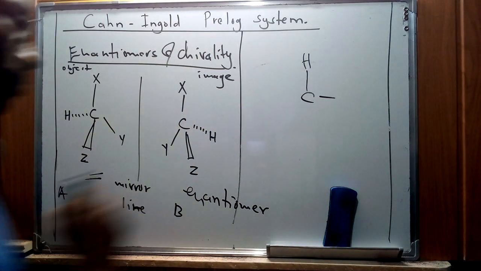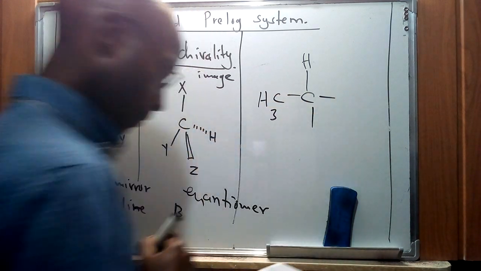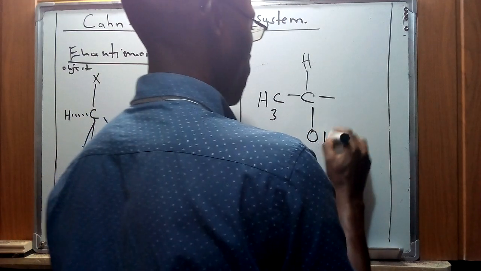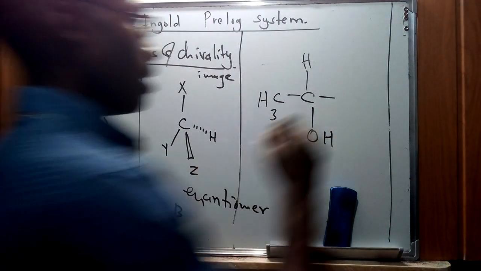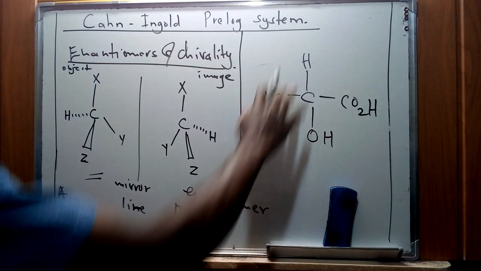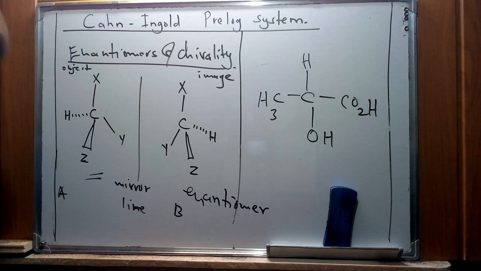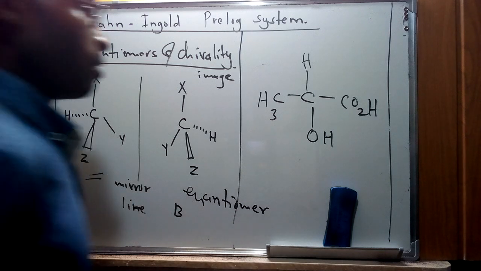carbon that has got 4 different substituents, whereby we have a hydrogen, methyl, OH group here for alcohol, and a carboxylic acid group at these specific points. The substituents are different, and therefore we can regard this particular molecule as an enantiomer. So when an enantiomer has been formed, it has got what we call this central carbon that is here.